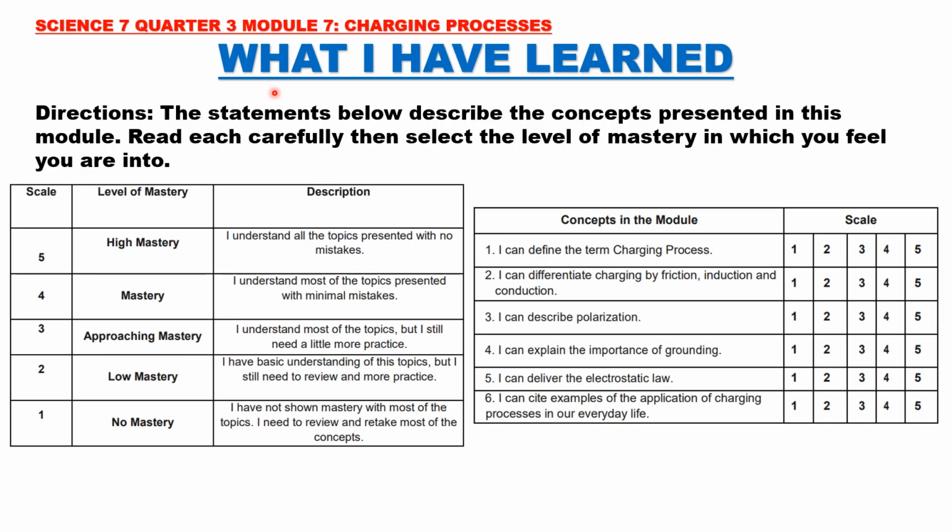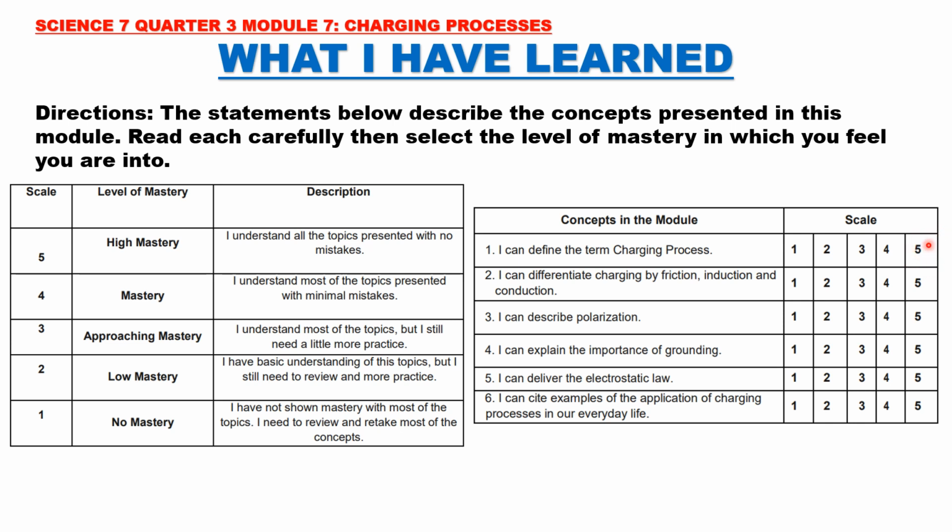Next, what I have learned. The statements below describe the concepts presented in this module. Read each carefully, then select the level of mastery in which you feel you are into. So, 5 high mastery and 1 no mastery. So, concepts in the module are the following from number 1 to 6. So, you are just going to encircle which level of mastery you feel you are into.